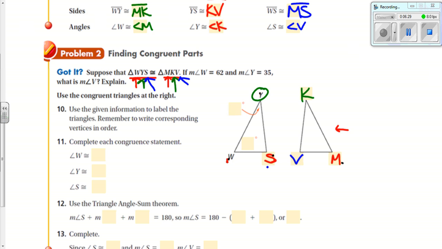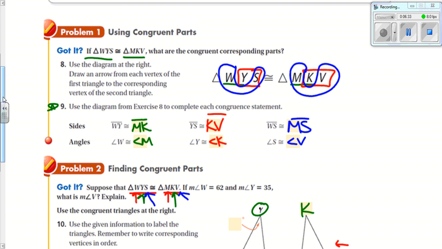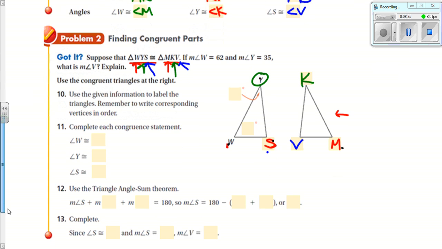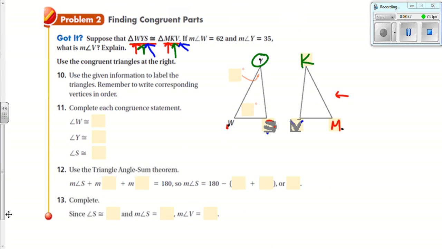Number 11 says complete each congruent statement. Angle W is congruent to what? We just said it. Angle W is congruent to angle M. Angle Y is congruent to angle K. And angle S is congruent to angle V.